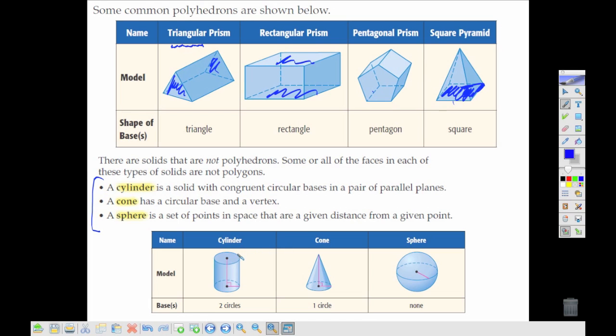The first one would be a cylinder, which has a circle for each base, and a cone where we only have one base. So notice the main difference between the cylinders and cones, and same thing between a prism and a pyramid, is that pyramids are coming to a point and cones are coming to a point. But with prisms and cylinders, we have two bases that are the same.